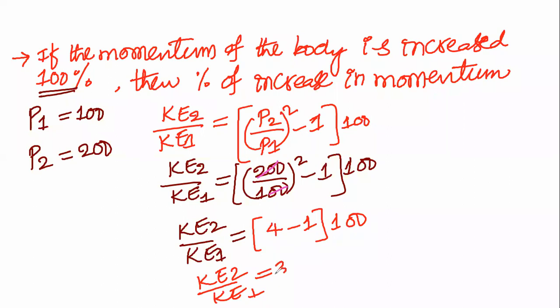3 into 100, 300. So if the momentum of the body is increased by 100%, the kinetic energy will be increased by 300%. The kinetic energy will be increased by 300%.